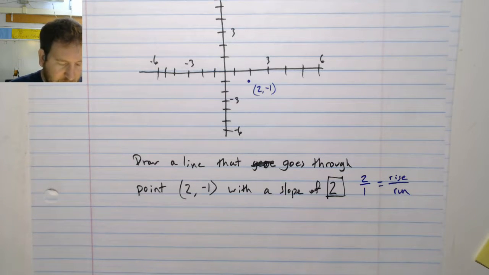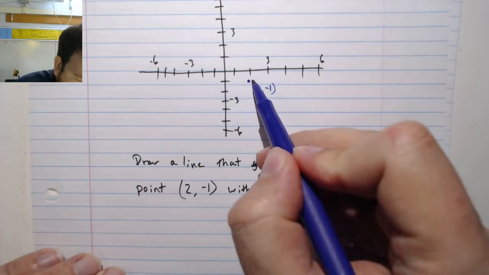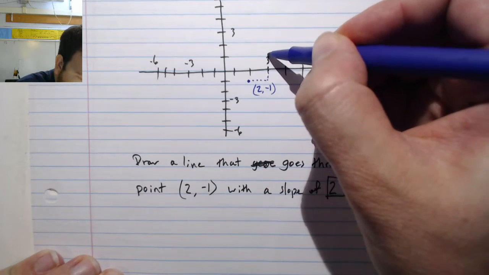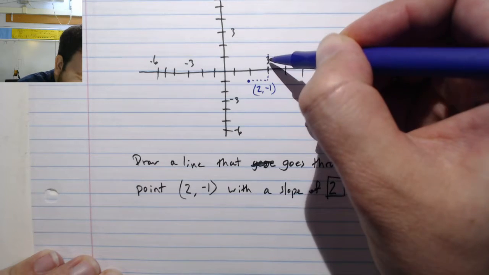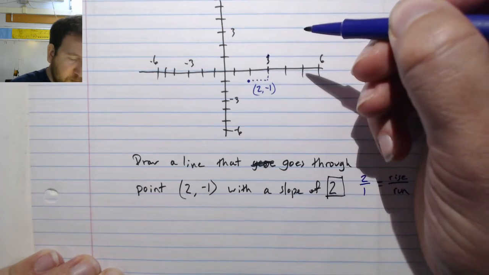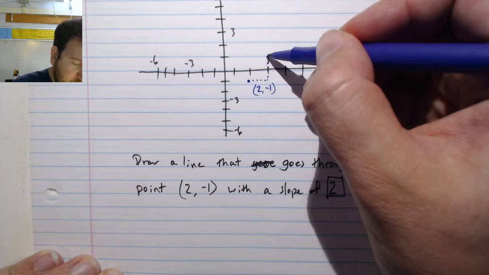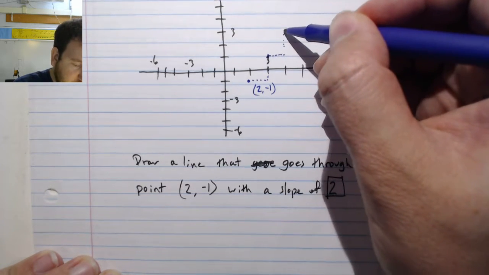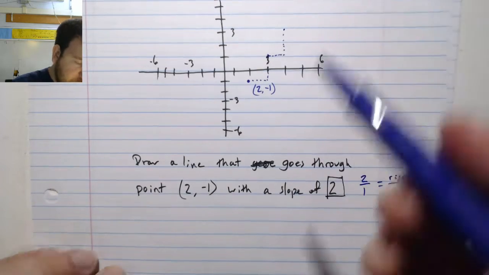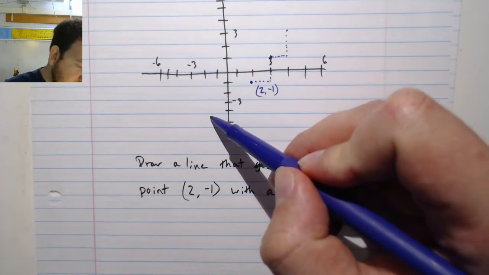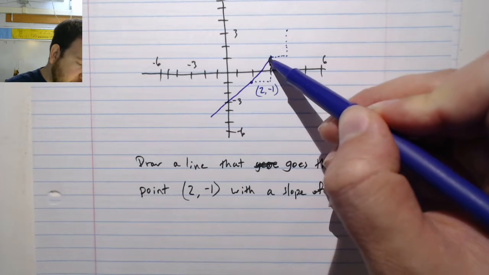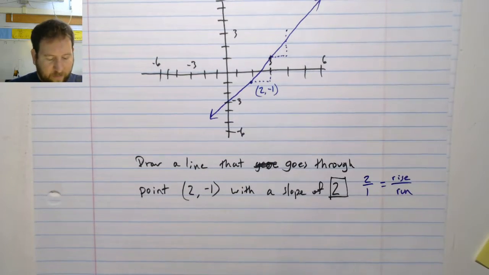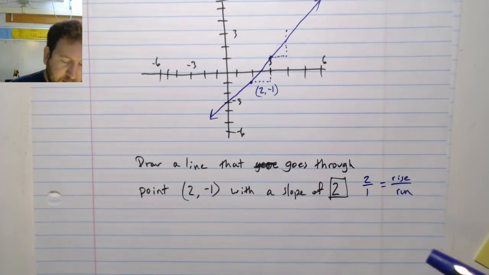Let me show you what that means. If I go 1 space to the right, I'm going to go 2 spaces up, which would give me 3, 1. Which would give me my second point here. And I can go again, 1 space to the right and 2 spaces up, which is going to give me a pretty steep line that I can then draw. Now, I don't need to draw a bunch of them out, but this is enough for me to kind of see the line that I'm building.